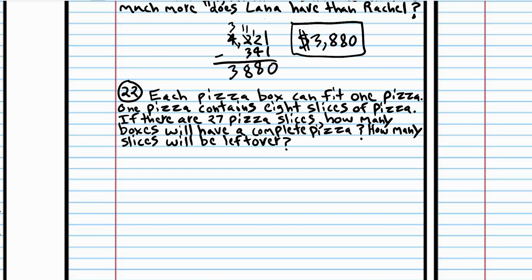Each pizza box can fit 1 pizza. That makes sense, right? Obviously, a pizza box, they're not going to fit 2 pizzas in there. At least I haven't seen that. Each pizza box can fit 1 pizza. 1 pizza contains 8 slices of pizza. I don't know if you've noticed that, but pizzas are usually cut into 8 slices. If there are 27 pizza slices, how many boxes will have a complete pizza?